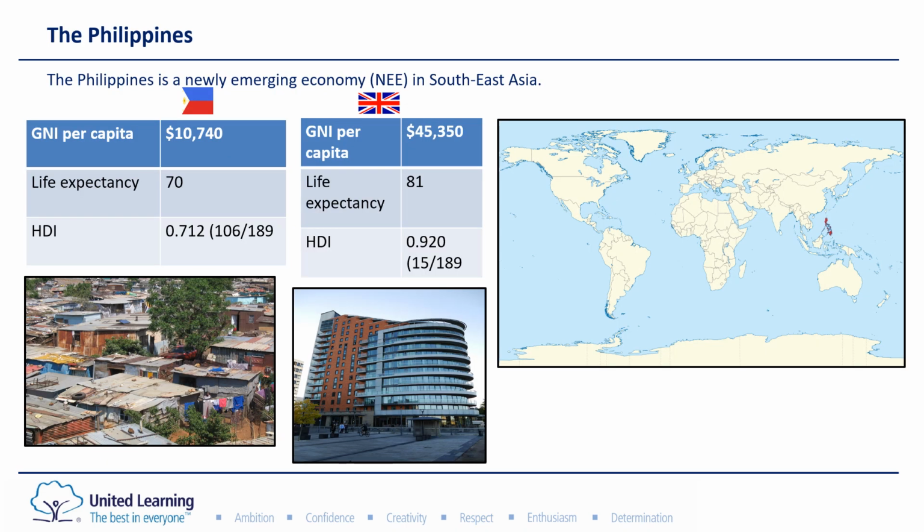So the Philippines. The Philippines is a newly emerging economy located in Southeast Asia, where the average income is around $10,000 per year. Life expectancy is 70 and HDI is 0.7 compared to the UK, which you can see there is a high income country. The picture shows Manila, which is the capital city. It shows that people might live in shanty towns, so they've got informally built homes which will be destroyed if there is severe weather.